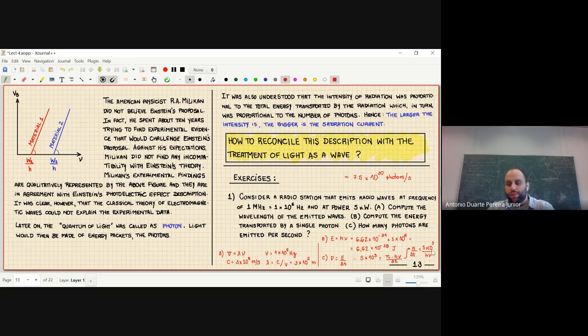So 5 times 10 to the third is the power. The power is given by the problem. The problem says that the power is 5 kilowatts. 5 kilo means 10 to the third. So the power is 5 times 10 to the third watts.